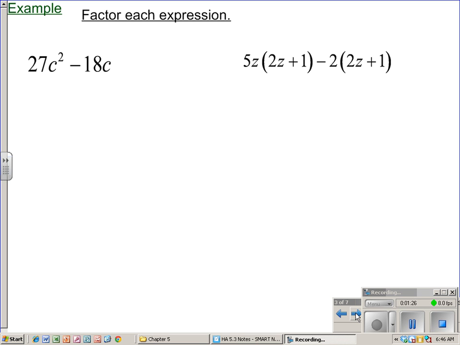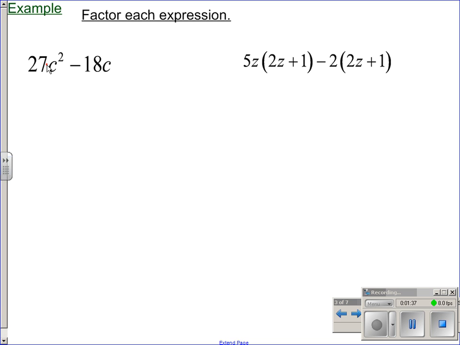All right, so to factor this, we're looking for common factors in every single term. Factors are things multiplied together. So this is 27 times c squared, which is really c times c. This is 18 times c. You're looking for common factors in each term. This is a term, that's a term. So 27 and 18, just looking at the numbers, the greatest common factor is 9. So we're going to bring that out in front. And there is a common factor of c in each term. So we're going to factor that out, and what that means is just moving it out in front.